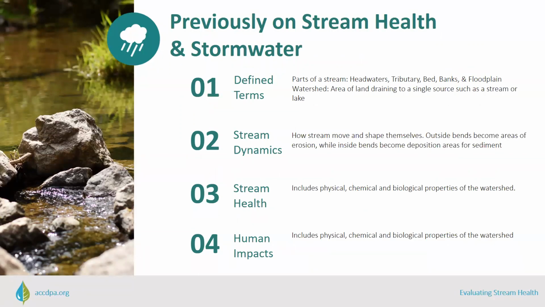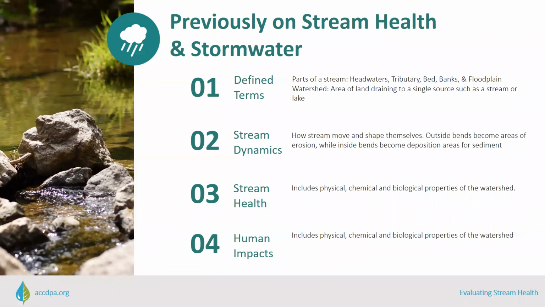Just a quick recap of topics that we discussed in the series introduction on Tuesday. The first thing we looked at was the anatomy of a stream. Doing that, we defined several terms that will be brought up throughout the series. Those terms included headwaters, or the source or beginning of a stream, the bed, banks, and floodplain, the parts of the stream. The floodplain is the area next to the stream, and a watershed, which is the area of land that drains to a common point, such as a stream or a lake.